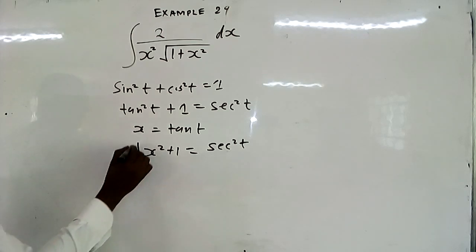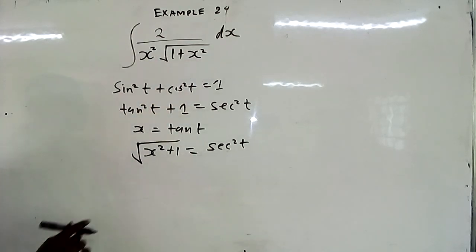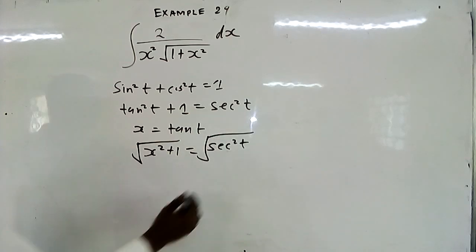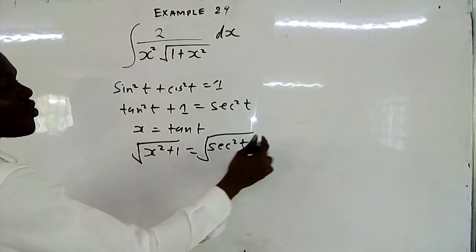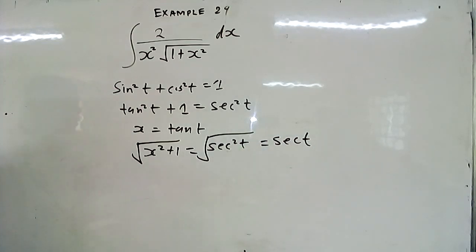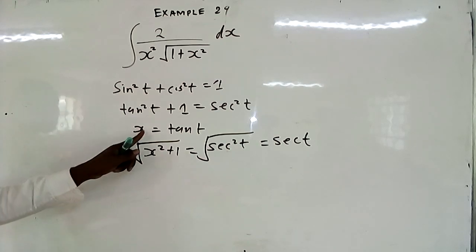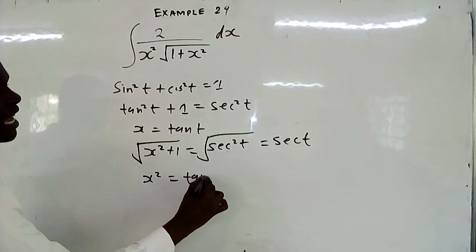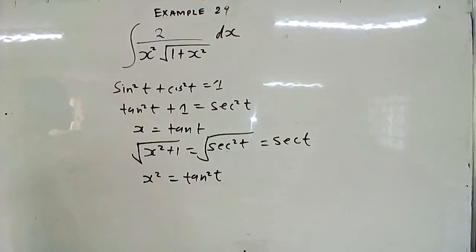Then if you have the square root of x squared plus 1, which is the same as 1 plus x squared, isn't it? The square root of that gives the square root of sec squared t. But the square root goes with the square, so you remain with sec t, isn't it? Are we together? And remember your x is tan t, so x squared is tan squared t. Are you seeing that? Then go on, ladies and gentlemen.